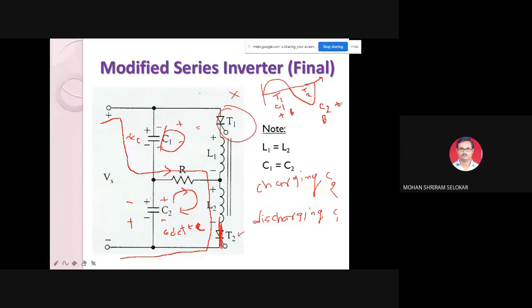Right? So with this circuit, we remove the drawback of intermittent nature. In the earlier circuit, we have seen the increase in frequency can be done, but this is a combined circuit. As we are using inductors here, that earlier drawback is also removed. So this is my final modified series inverter.